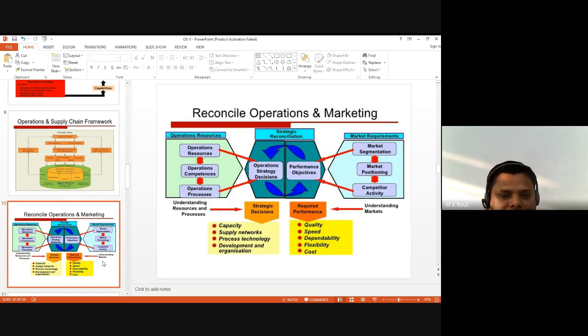The next, in case of operation resource, first you have to understand the resources and process. And after getting the exact information from the operation point of view, then you go for strategic decisions. What kind of strategic decision? As I told, this basically includes capacity, supply network, your process technology, development, and organization. But in case of your performance objective, you need to focus on quality, speed, dependability, flexibility, and the last one is cost. Is it clear to all?